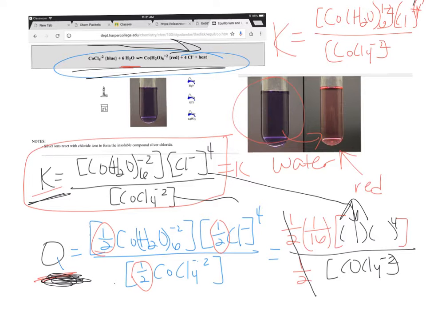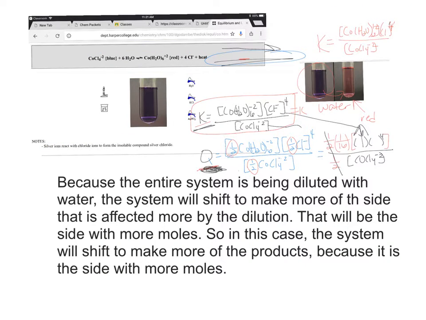So how would we explain this? This is how I would explain this. Because the entire system is being diluted with water, the system will shift to make more of the side that is affected more by the dilution. That will be the side with more moles. So in this case, the system will shift to make more of the products because it is the side with more moles.